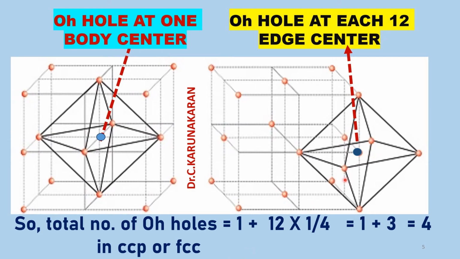Okay, here I have shown, for example, there are 4 atoms in the FCC arrangement and there are 4 octahedral holes. Therefore, for each atom there is 1 octahedral hole. This is asked in competitive exams, remember.